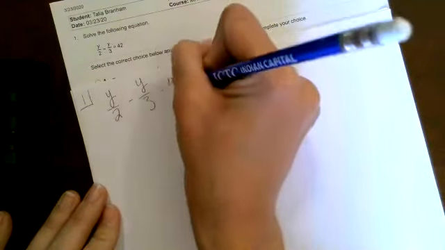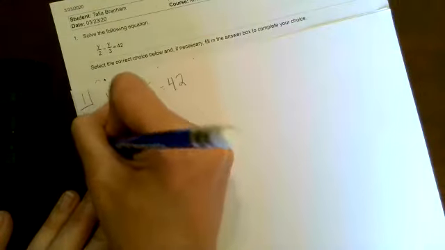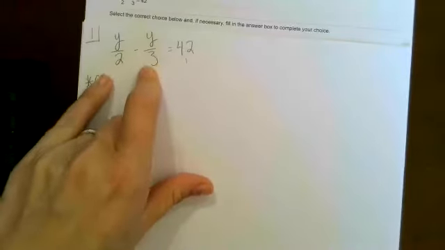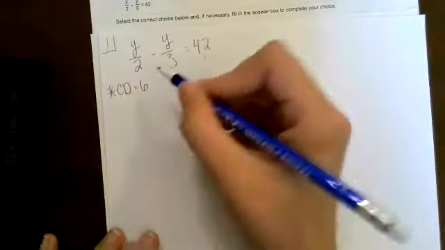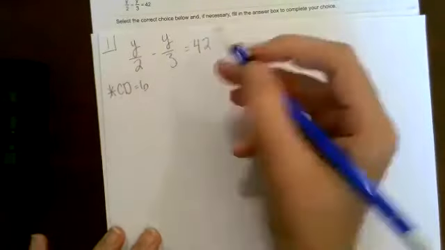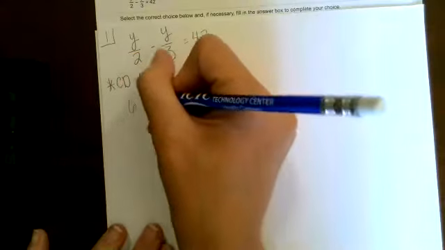Here we go. So we have y divided by 2 subtract y divided by 3 equals 42. So the first thing on these problems is we have to find this common denominator. Remember that this would be over 1, so we don't have to worry about that. The common denominator between 2 and 3 is going to be 6. Then we're going to take our common denominator and multiply it by everything, and I'm going to go ahead and write that out.